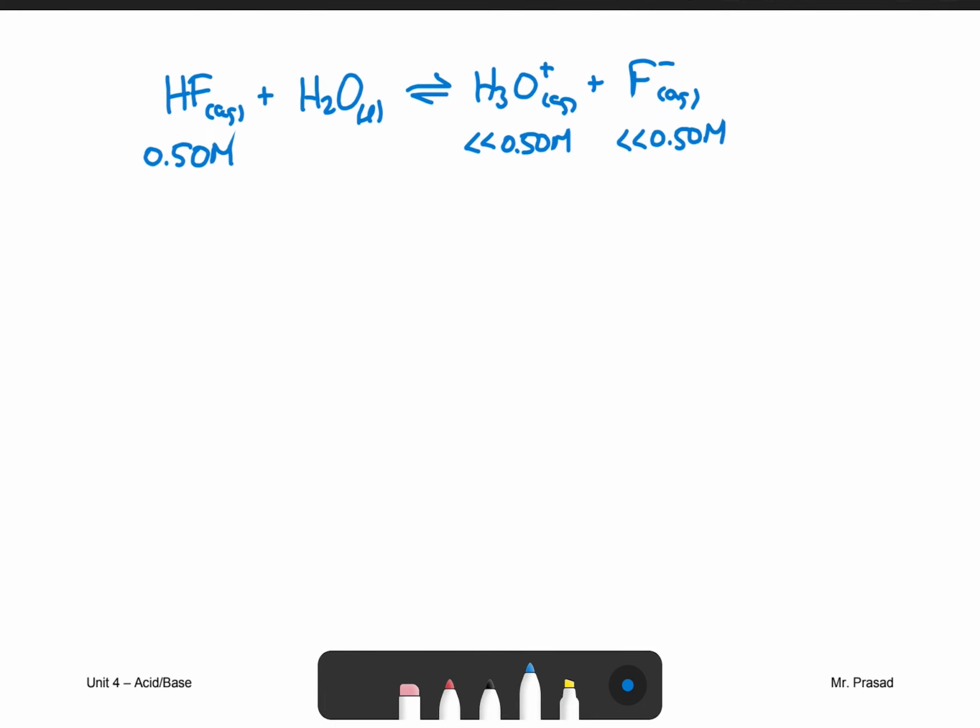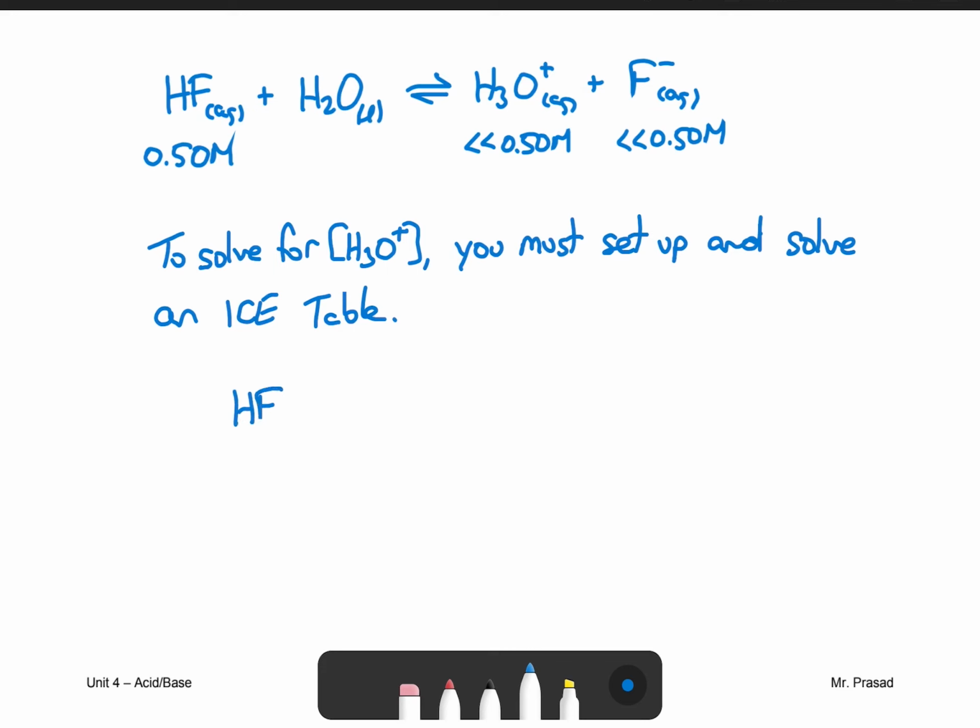you must set up and solve an ice table. Let's go ahead and set up our ice table. We'll start with the weak acid equilibrium.